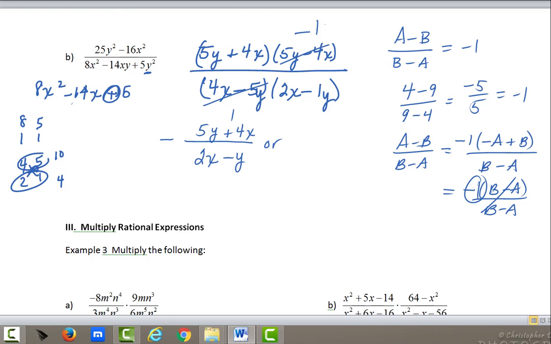You can also distribute that negative 1 either to the numerator or to the denominator. You can write it like that. You could put the negative with parentheses in the denominator, or you could distribute it. These are all considered equivalent expressions. So in the next video, we'll look at multiplying and dividing, which is very similar to just simplifying.